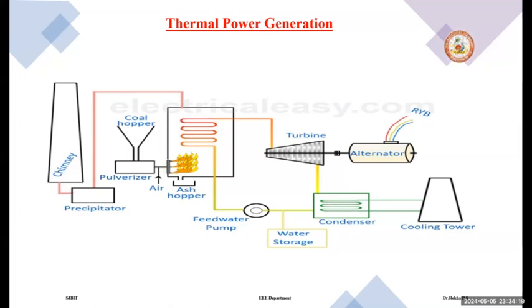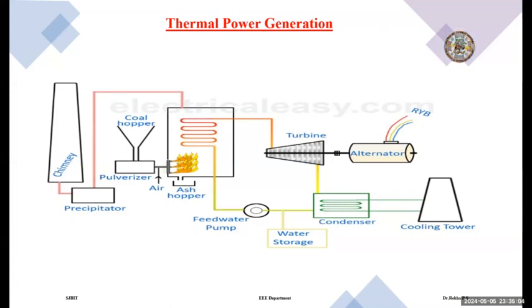So the boiler is the heart of the thermal power plant. Input for the boiler is pulverized coal and water. That water is converted into steam. The steam generated in the boiler goes to the steam turbine. That steam is again superheated and converted into high pressure steam. This high pressure steam is evaporated on the steam turbine and the steam turbine rotates.